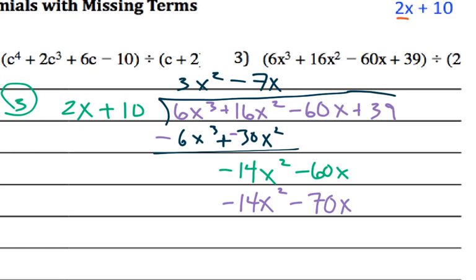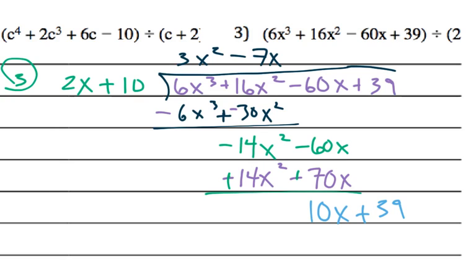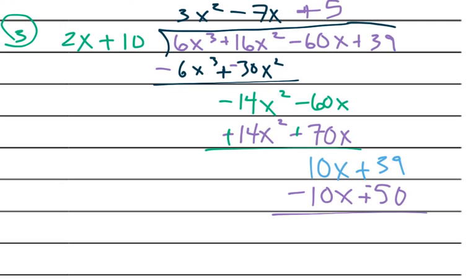And since I'm subtracting these, I'm going to change it so that these go away, and then I'm left with 10x, and plus 39 comes down. And the last thing is going to be 5 fitting in there. 5 times 2x gives me 10x. 5 times 10 gives me 50. But since I'm subtracting these, I'll change the sign on that, and I'll be left with a negative 11 down here. So when I go in, I rewrite the whole thing. 3x squared minus 7x plus 5 minus 11.